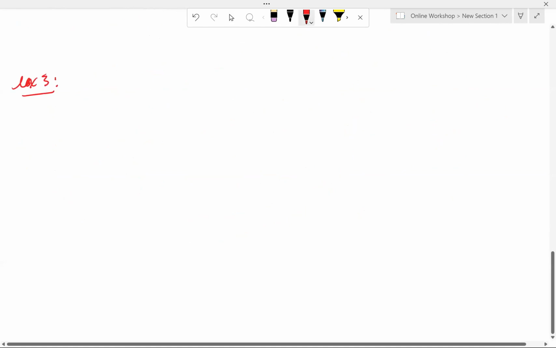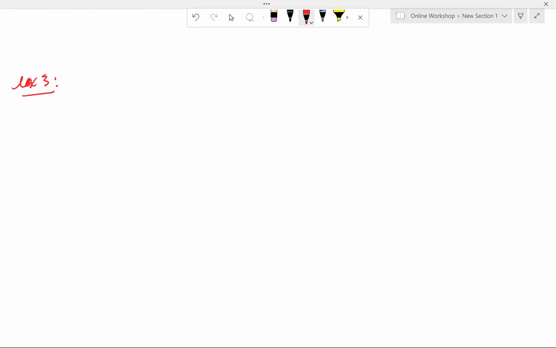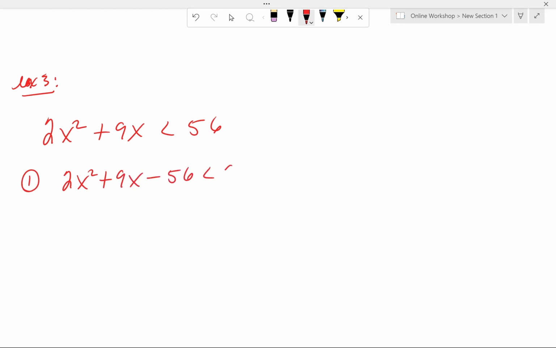Example 3. Suppose we have, let's take a look here at 2x² plus 9x is less than 56. So the first step is to set it to 0. Now pause the video and see if you can factor that.